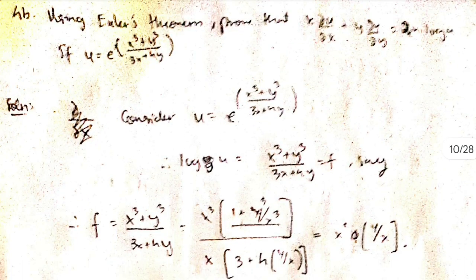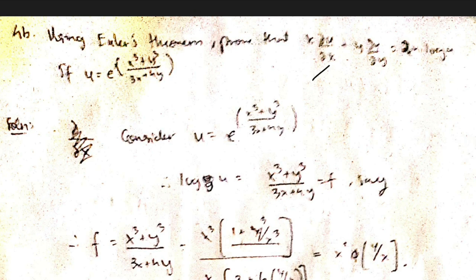And this is Euler's theorem. Here we have x del u by del x plus y del u by del y equals 2u log u. Okay, so u is given as this one. So here the same thing you need to do: write u as such here and take log u, because we need to take this in the denominator, meaning in the LHS part. So log u will be equal to this one, which is taken as f.